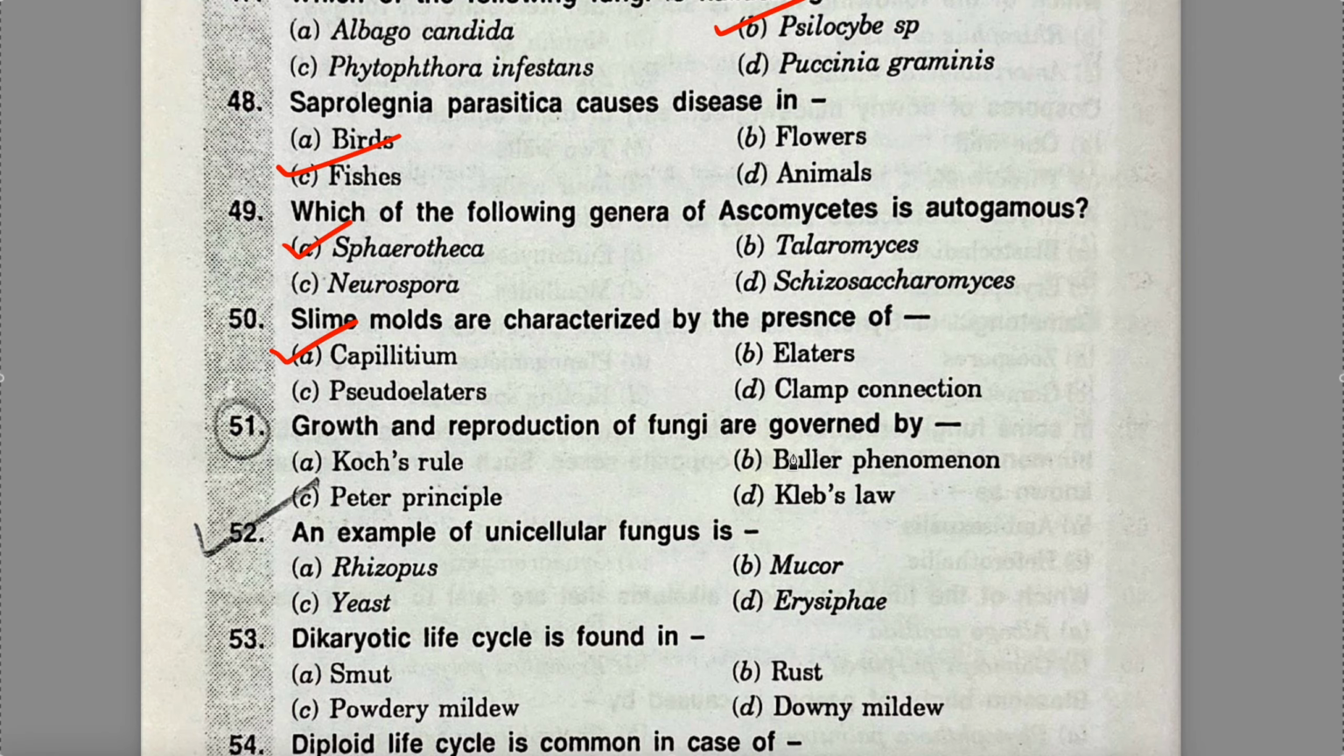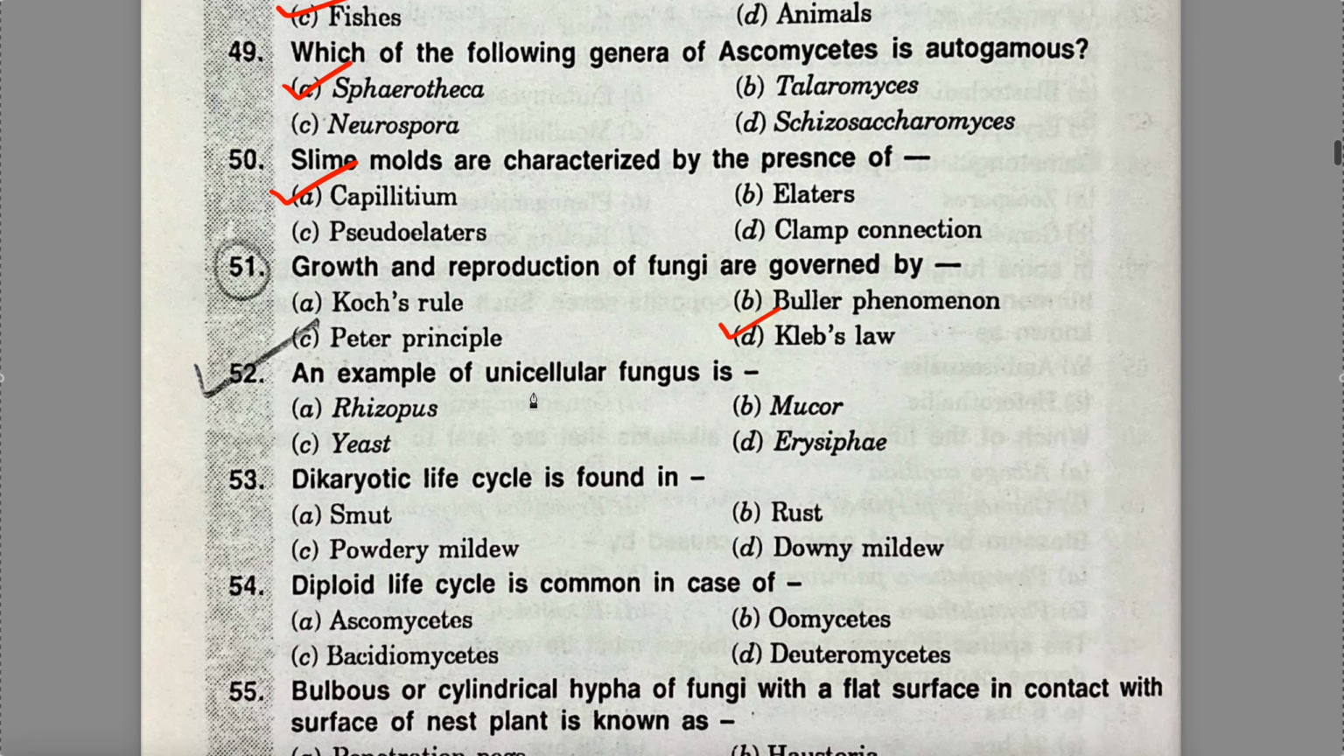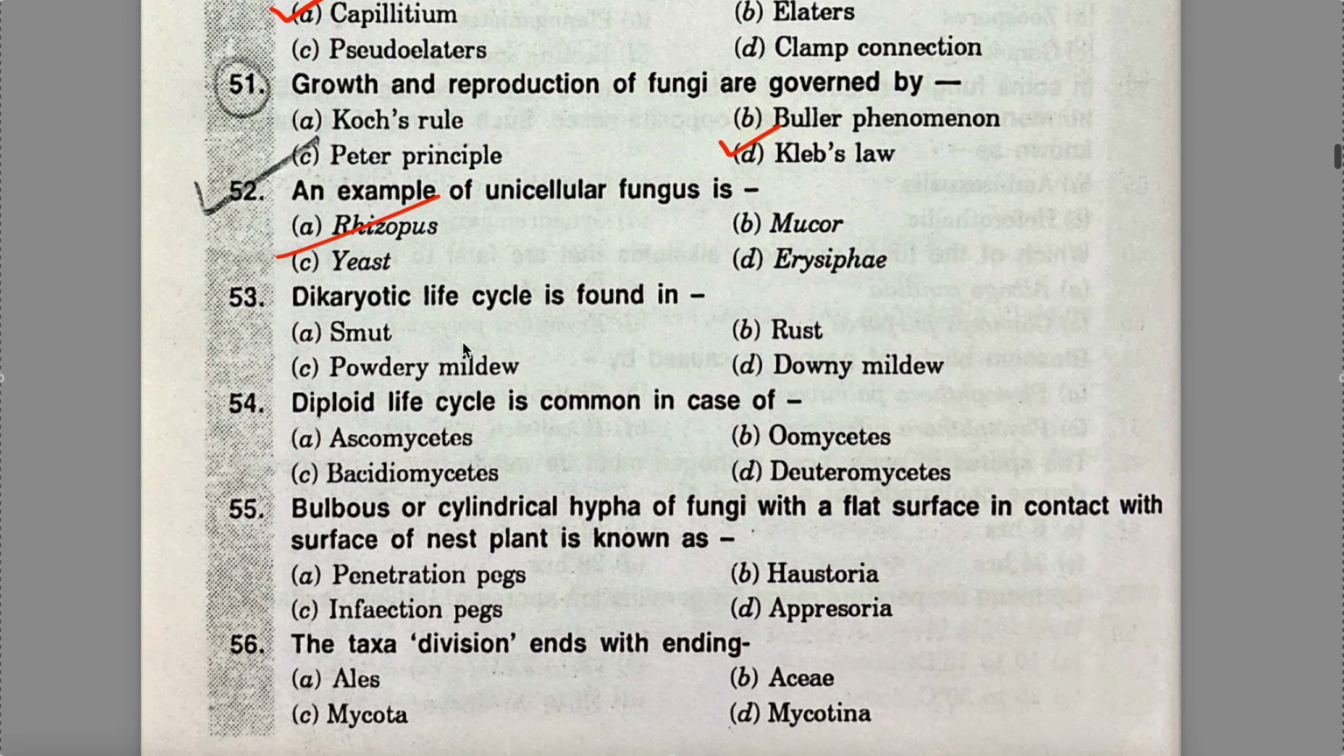51. Growth and reproduction of fungi are governed by Koch's rule, Bullis phenomena, Peter principle or Klebs law. Answer is option D. 52. An example of unicellular fungus is Rhizopus, Mucor, yeast or Erysiphe. It's yeast. Yes. 53. Dikaryotic life cycle is found in smut, rust, powdery mildew or downy mildew. Answer A, smut.